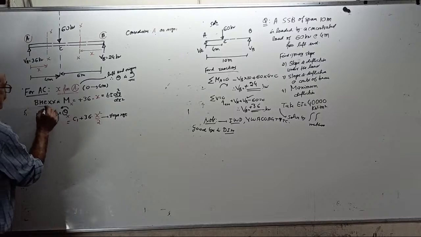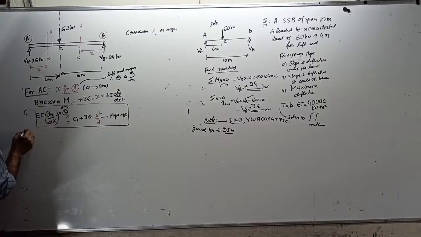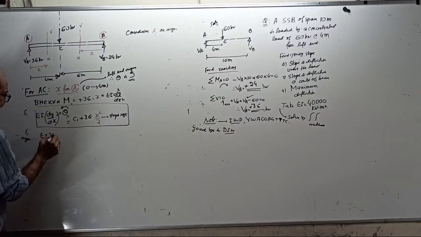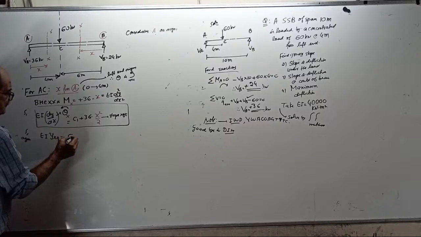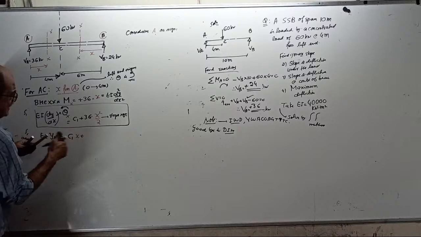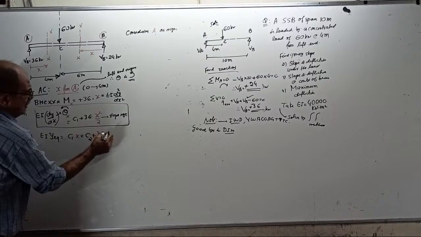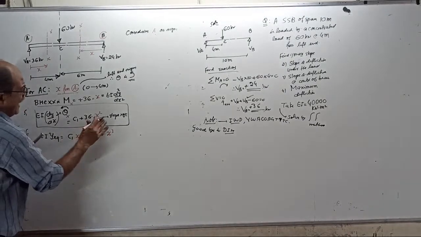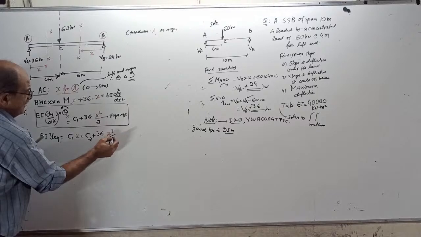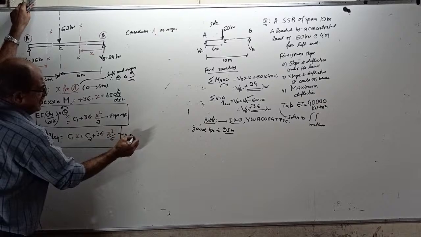And I will put the equation here. This is the slope equation. We will make the question perfect. Then integrate once again. You get EI y at x upward equal to C1 into x plus second constant called C2 plus 36 into x cube by 6. This is the deflection equation.